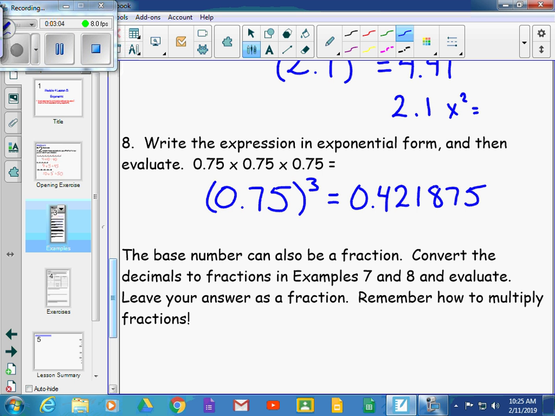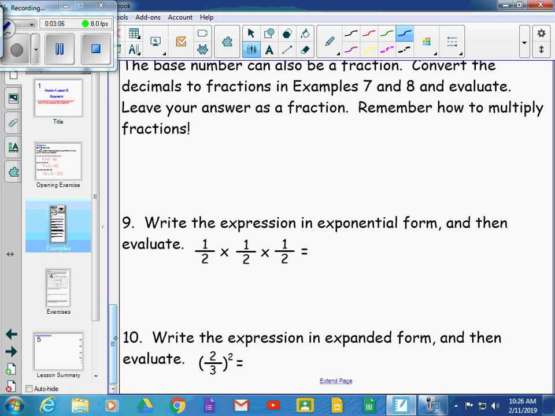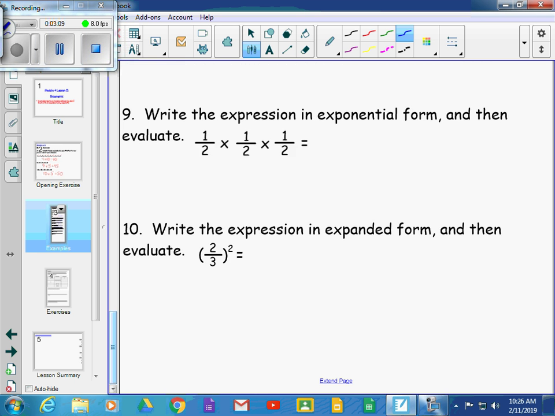Now I'm going to skip the next part, and I'm going to go to number 9. Show you how we can use exponents with fractions. Here it asks us to write the expression in exponential form, so we're going to be using an exponent, and then we got to evaluate. Well, we have 1/2 being multiplied by itself 3 times. Like with the decimals, we're going to put parentheses around it, and then we're going to put the exponent outside of that. So we have 1/2 cubed, or 1/2 to the third power.